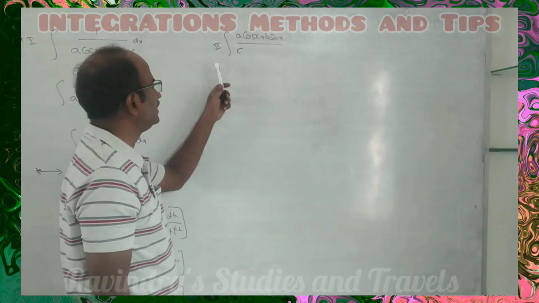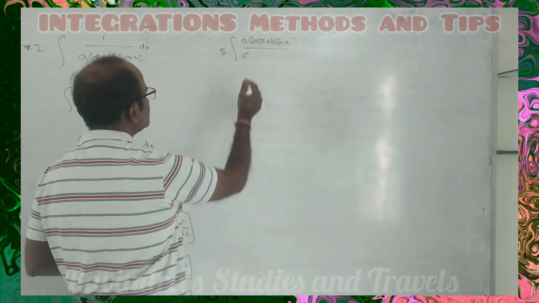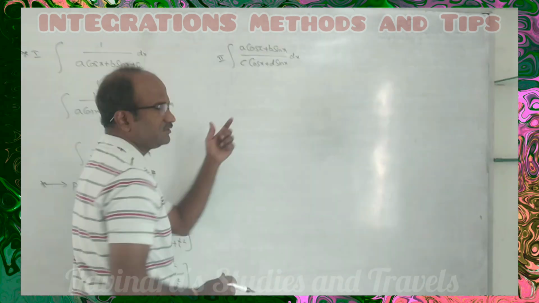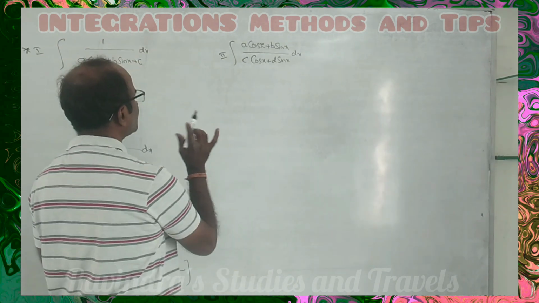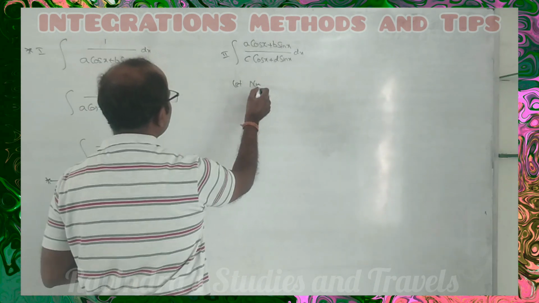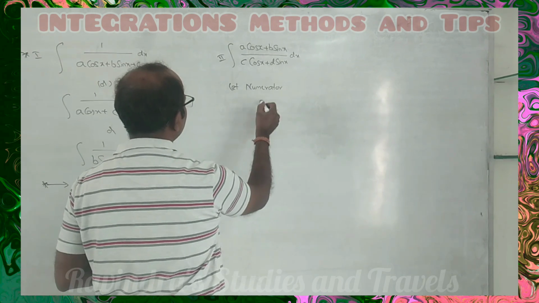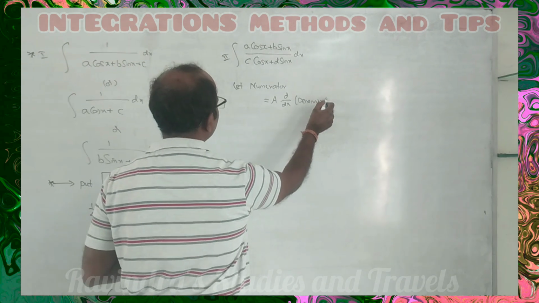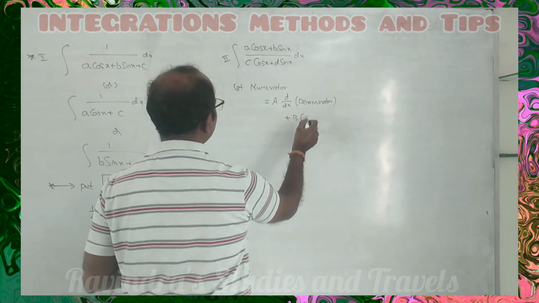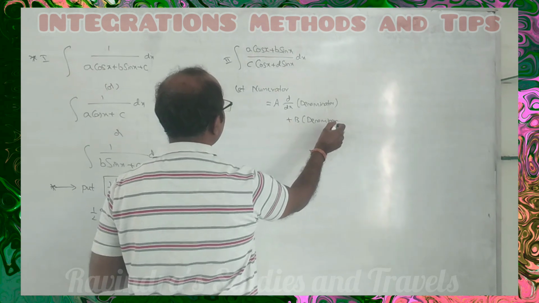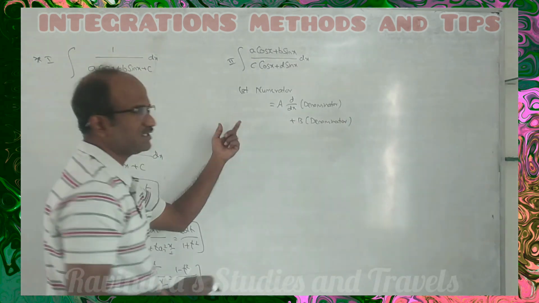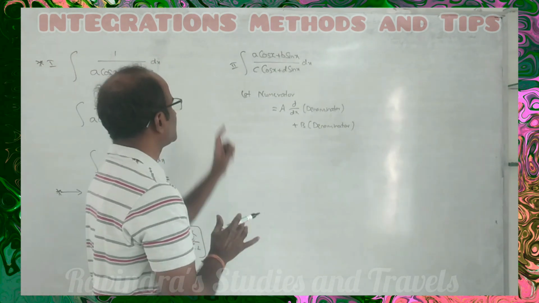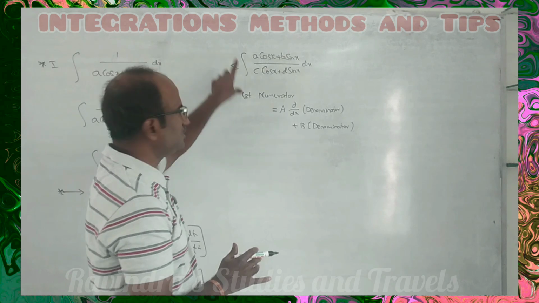Now see the second model: integral a cos x plus b sin x by c cos x plus d sin x dx. Whenever you see a sum of this type, the first step is to let the numerator equal a into the derivative of the denominator plus b into the denominator. This is the first step which you have to do while solving this sum. After that, proceed like this.